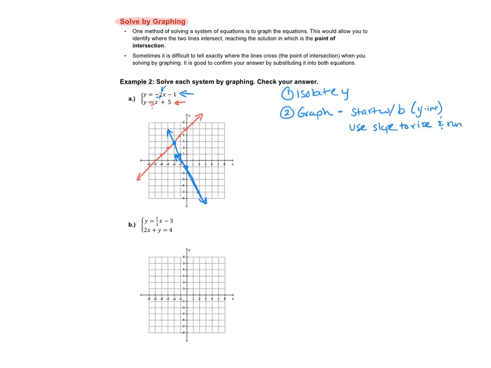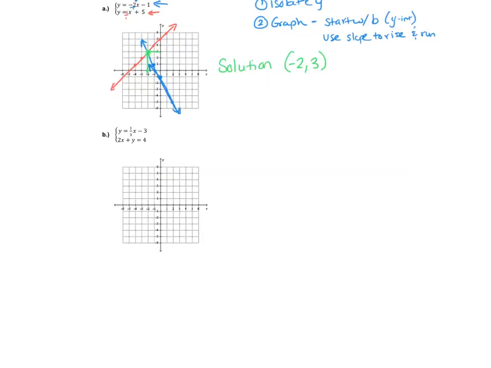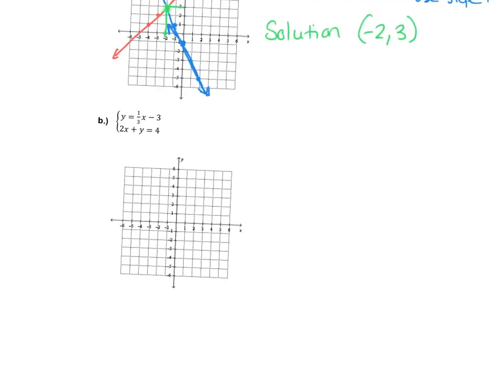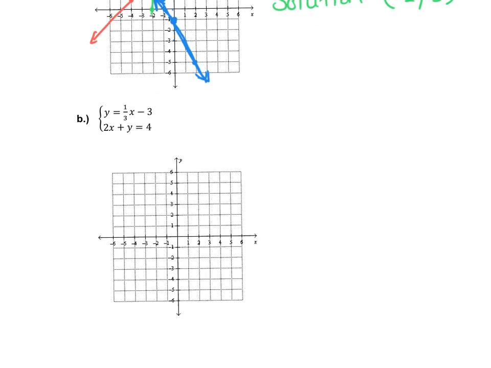Let's highlight that spot in green here. That is my point of intersection. So I need to know what that ordered pair is. The solution is the ordered pair of where they meet. And that met at -2 on the x and 3 on the y. So -2, 3 is my ordered pair. That's my solution.